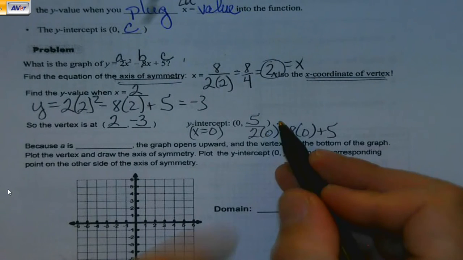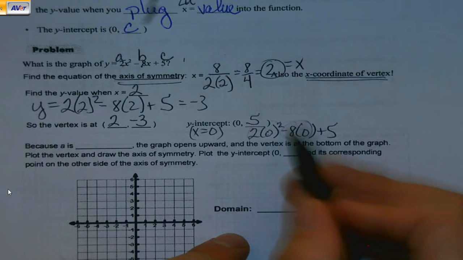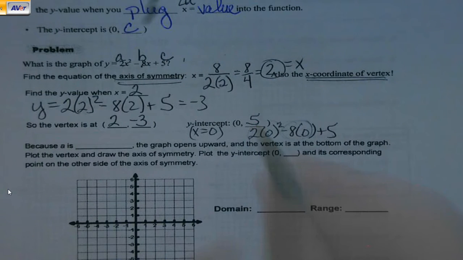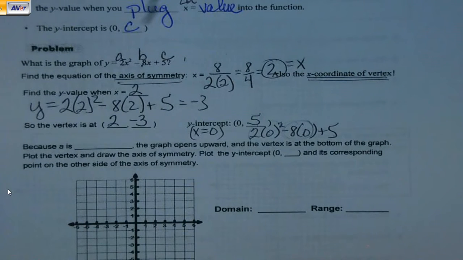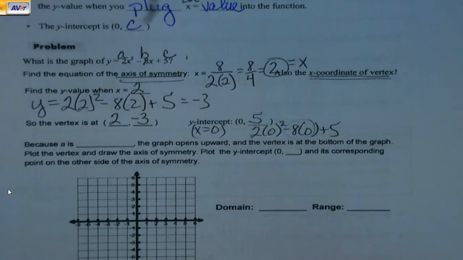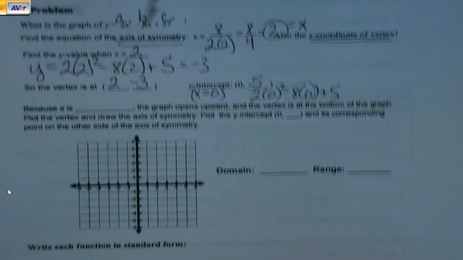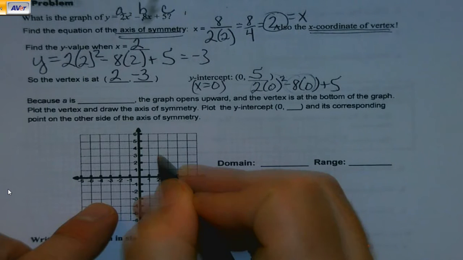So 0 squared is 0. It makes this whole thing 0. 8 times 0 is 0 plus 5. That's where it's coming from. So you always have that backup plan. Because sometimes we don't remember those little detail things like c is going to be my y-intercept in that case. Just something to ponder. So here, I've got my vertex at 2, -3.